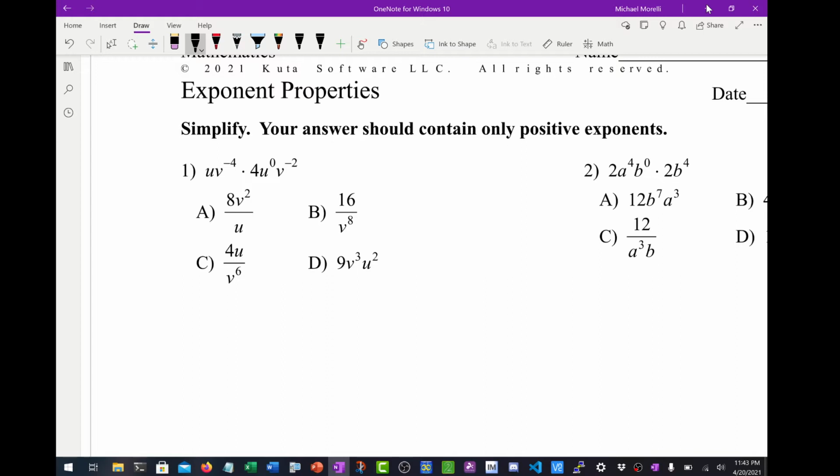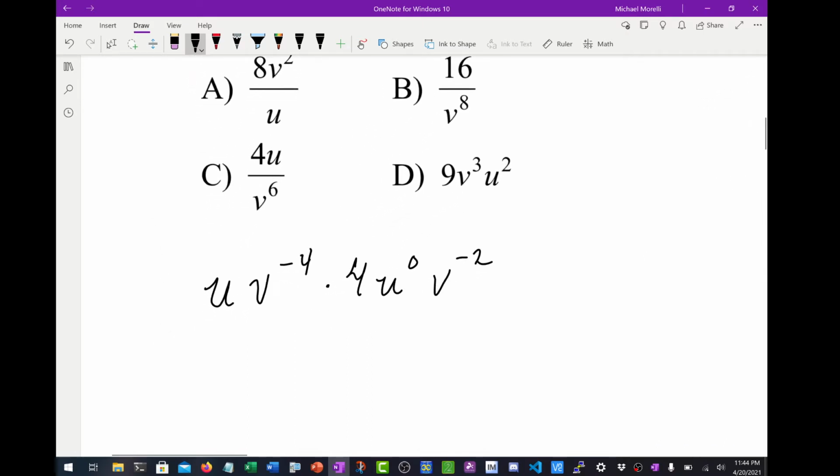So let's begin with number 1, and we're going to start by rewriting this thing. We have u v to the negative fourth power, and then we have a times symbol here, and a 4, then a u to the 0th power, followed by a v raised to the power of negative 2. All right, so there's a number of rules that we're going to encounter here in this problem, which is good. We get a chance to kind of look at everything.